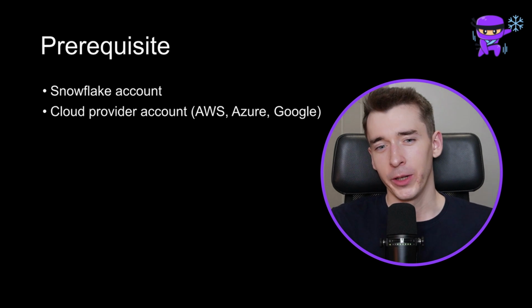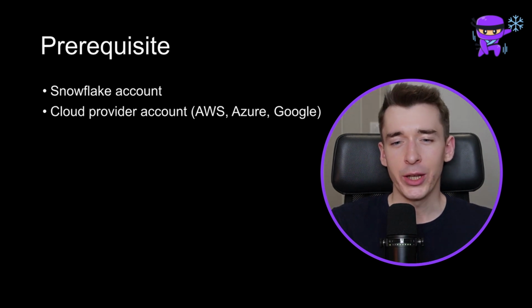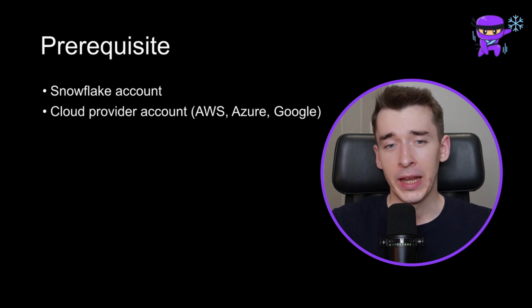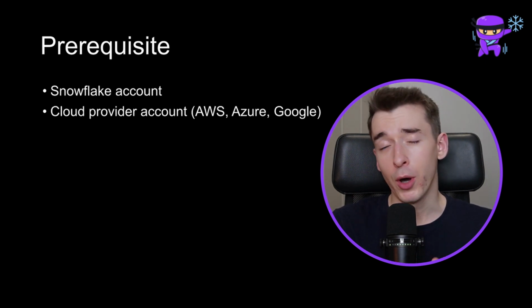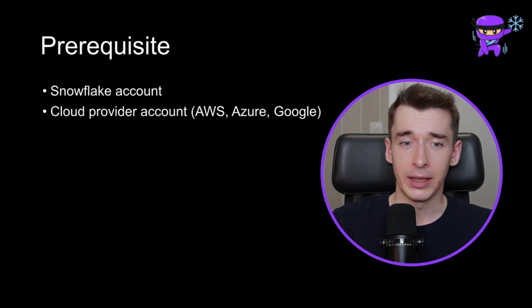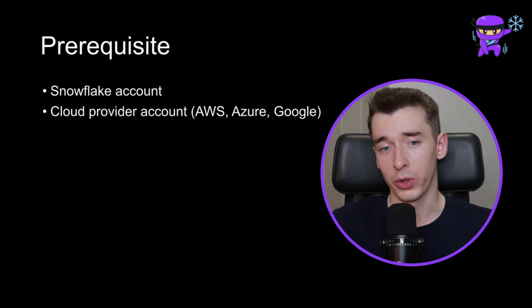But before we jump further, to work with external stages, you need two things: Snowflake account and cloud provider account. In this video, I will focus mostly on AWS S3, but as the external stages work very similar for every cloud provider, you can choose which you prefer.